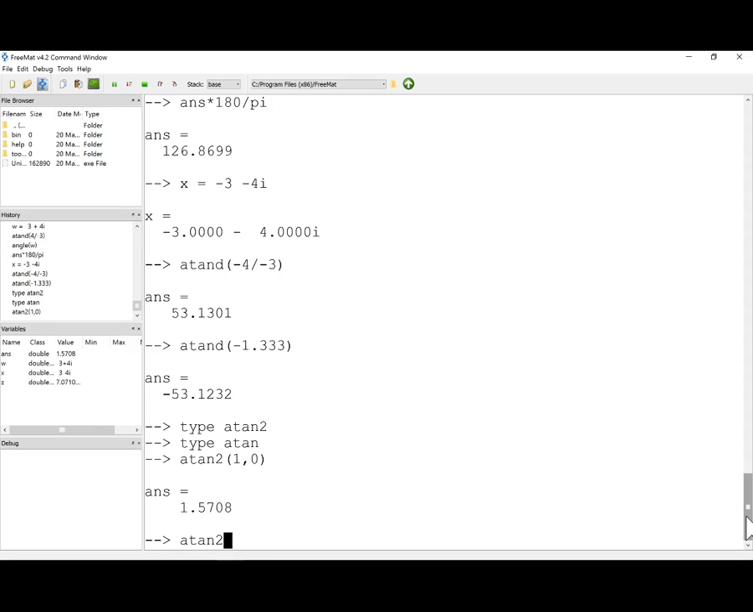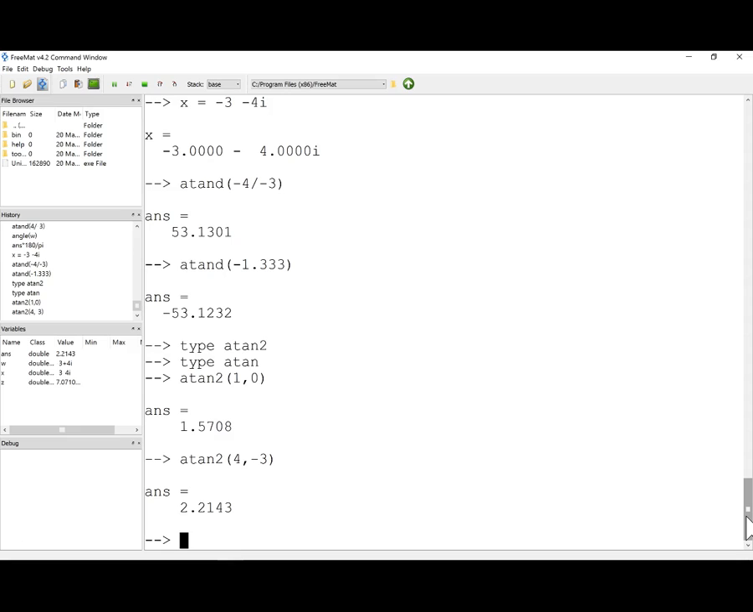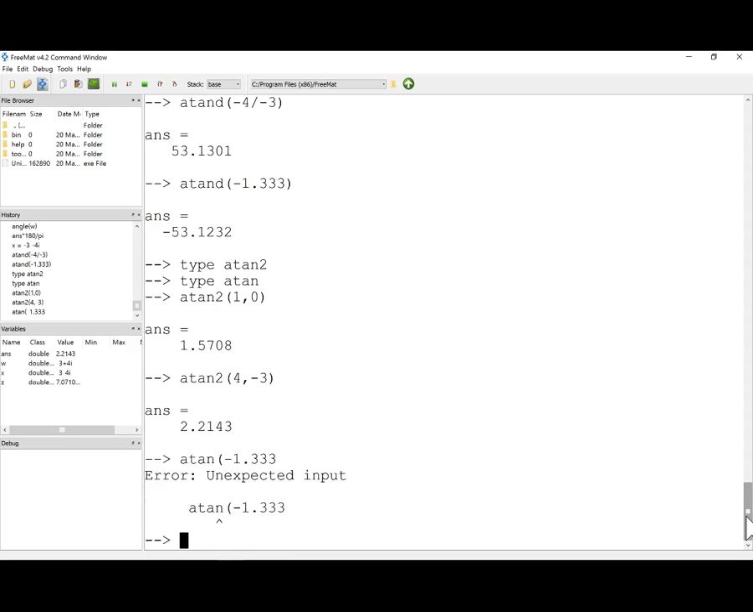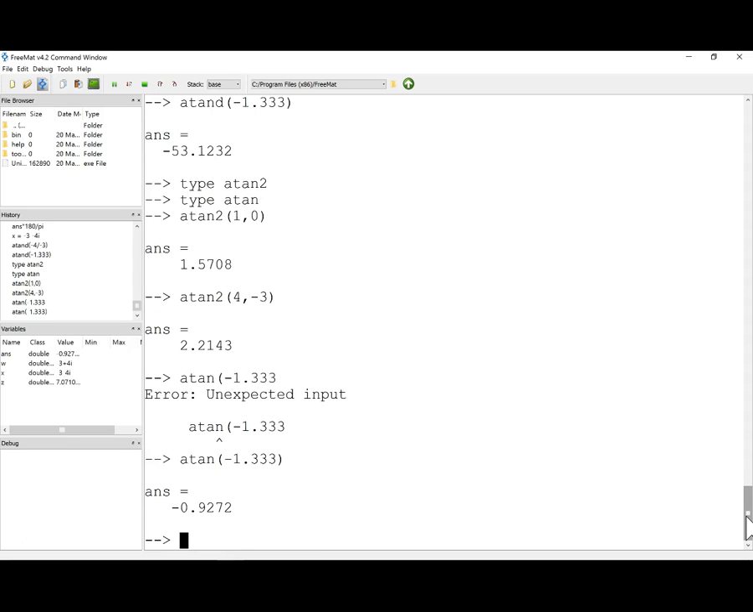But you can do atan2 of, back to our original value, if y was 4 but x was minus 3, it's going to know that it's in quadrant 2, so it gives you a number that's bigger than pi over 2. I see. But the regular atan can't figure that out because it just has a positive or negative number. Whether you're doing 4 over minus 3 or minus 4 over 3, it's always going to tell you that it's in quadrant 4.